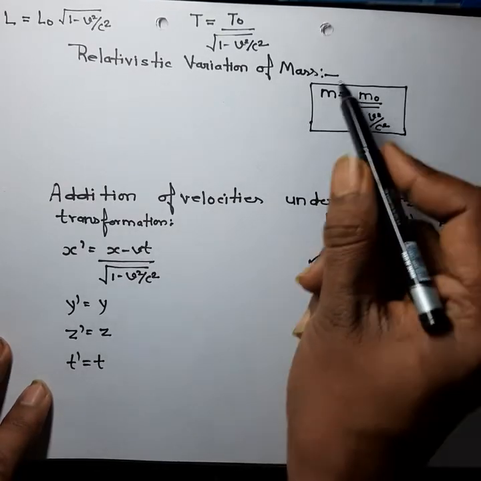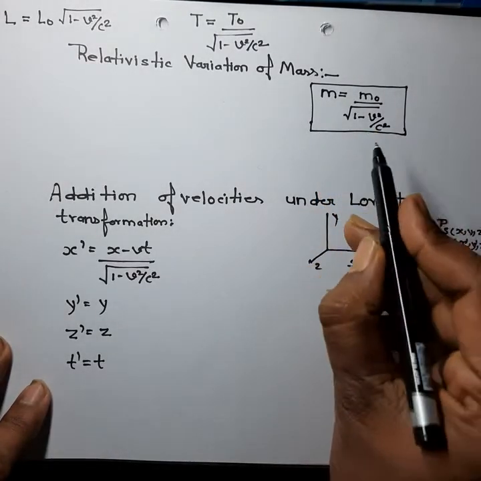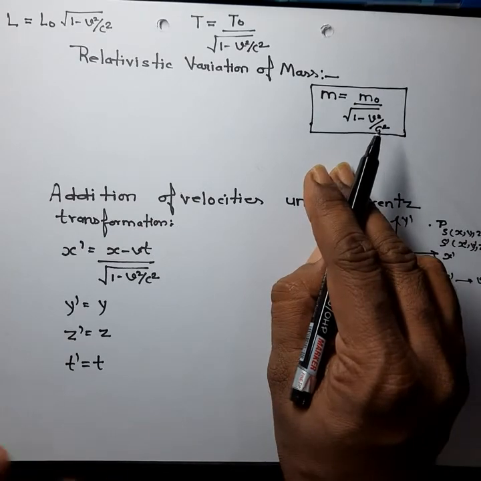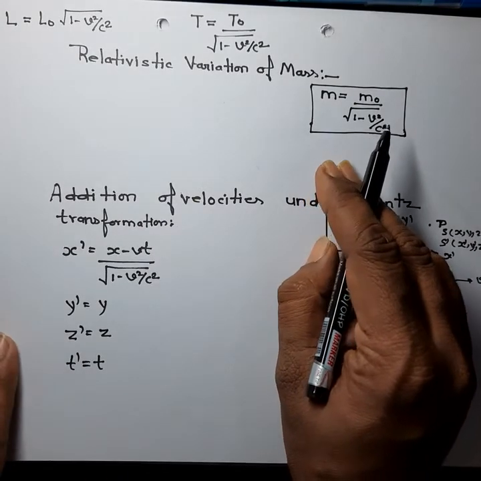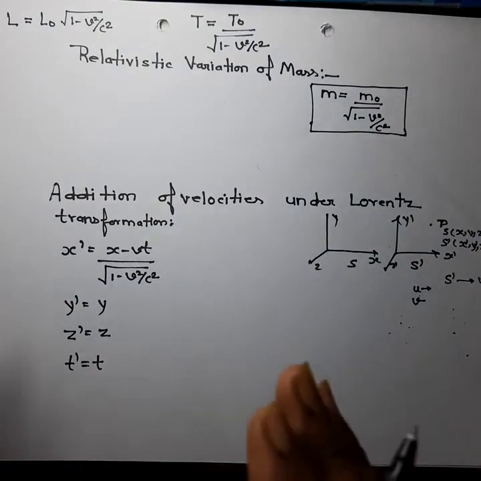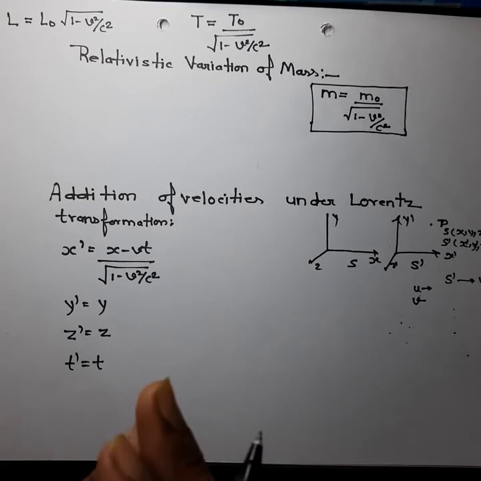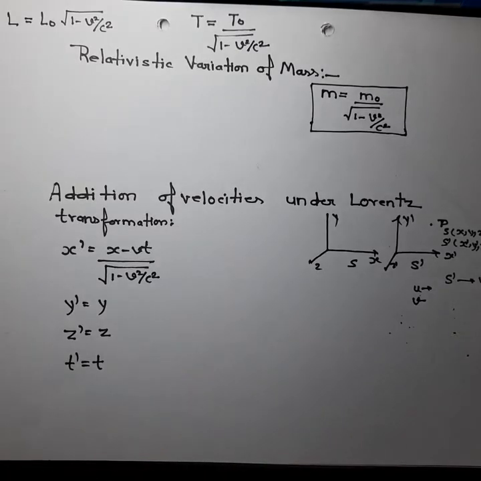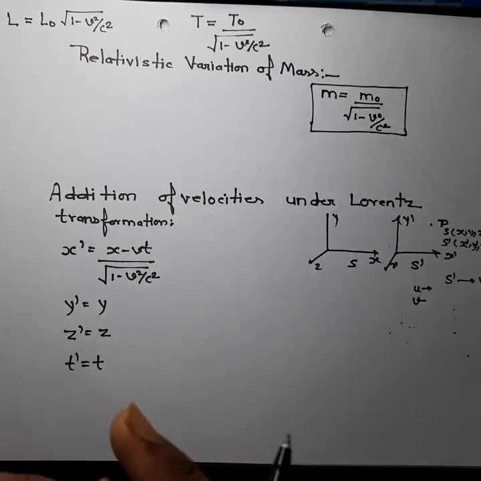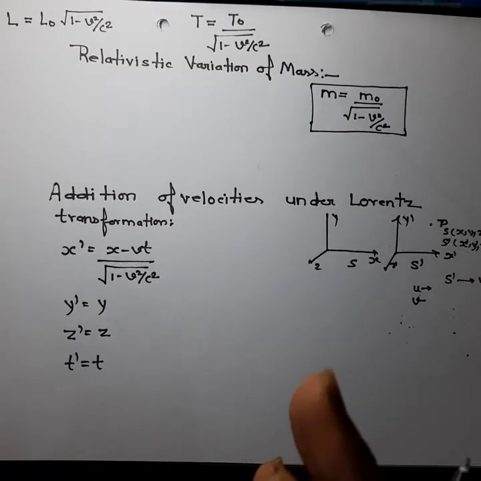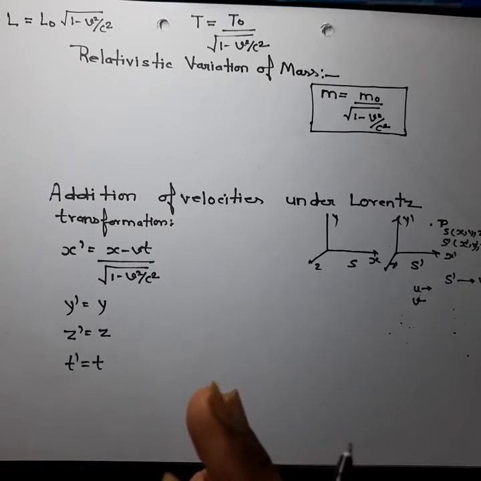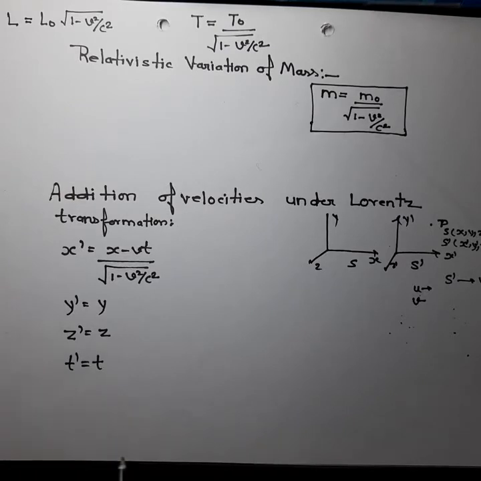We have to establish this relation, but before we establish it, we need some velocity addition rules. So first we'll discuss the addition of velocities under Lorentz transformation, because Galilean transformation is no longer useful for us. The Lorentz transformation equations are consistent with the postulates of the special theory of relativity. So we'll derive the velocity addition rule using the Lorentz transformation equations.